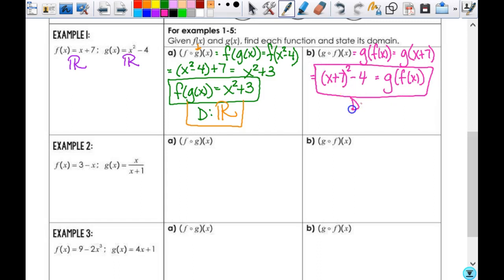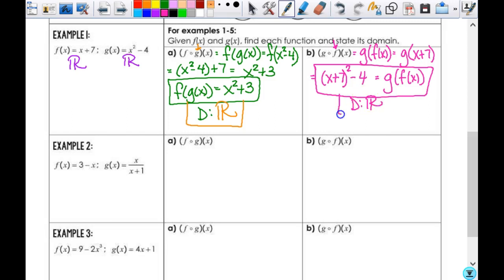Now I've got to look at the domain. All right, so the domain is the domain of the input, which is f, all real numbers, as long as all the f of x values are in here. Well, this is a line, right? Your domain's all real numbers. What's your range of a line? All real numbers. So does all real numbers live in all real numbers? Yes. So it's all real numbers.